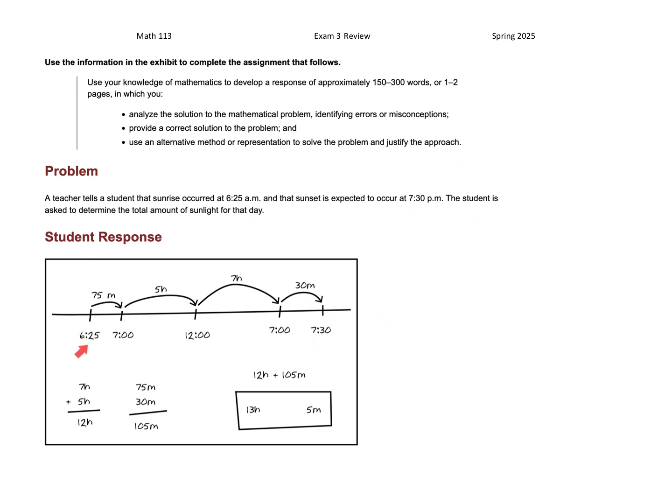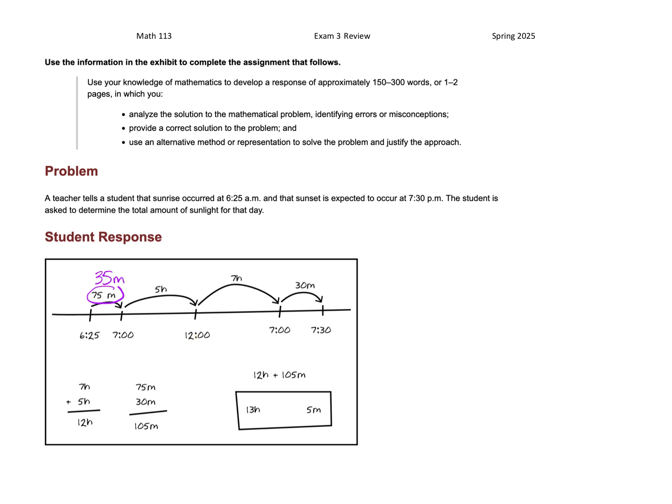So they say the first jump is going to be from 6:25 to 7, and they call that 75 minutes, which is incorrect, right? 6:25 to 7 o'clock is only 35 minutes because there are 60 minutes in an hour. So that should be 35 minutes.